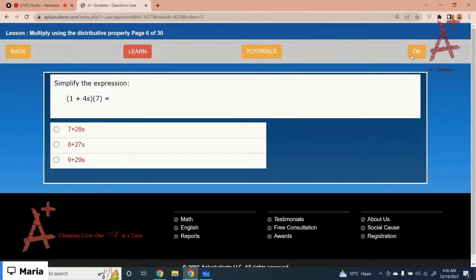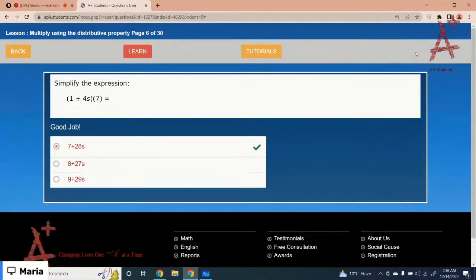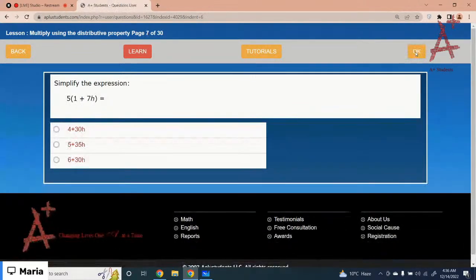So you have to do 7 times 1 is 7 and 7 times 4 is 28. Very good. So the correct option is 7 plus 28x. Sorry, 7 plus 28s is the correct option. Very good. Do not forget to write the variables. Do not confuse. It would be 7 plus 28s, sorry, not x. Okay.